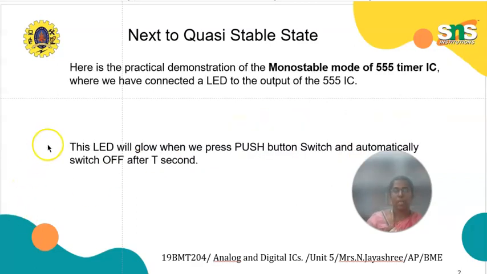Here is a practical demonstration of the monostable mode of 555 timer IC, where we connect an LED to the output of this 555 timer IC. This LED will glow when we press the push button and switch off automatically after t seconds. This is the quasi state and the next state.